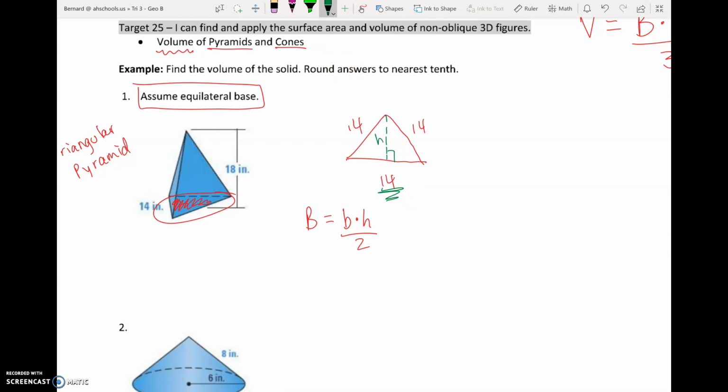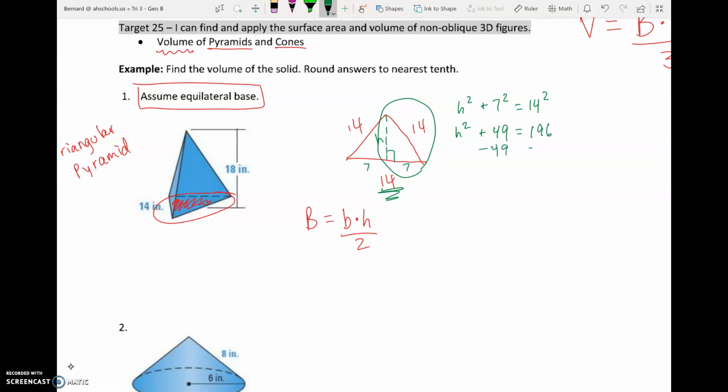Remember, it cuts our bottom base in half, so each side here will be 7. And then we can focus on half of it. It's a right triangle, and so we can do H squared plus 7 squared equals 14 squared. We need to do this to figure out what H is, so let's keep going. H squared plus 7 squared, which is 49, equals 14 squared, which is 196.